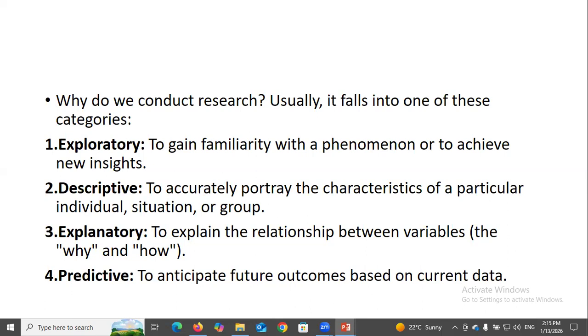Why do we conduct research? Usually it falls into one of these categories: exploratory, to gain familiarity with a phenomenon or to achieve new insights; descriptive, explanatory, predictive. Descriptive, to accurately portray the characteristics of a particular individual, situation, or group. Explanatory, to explain the relationship between variables, why and how. Predictive, to anticipate future outcomes based on current data.